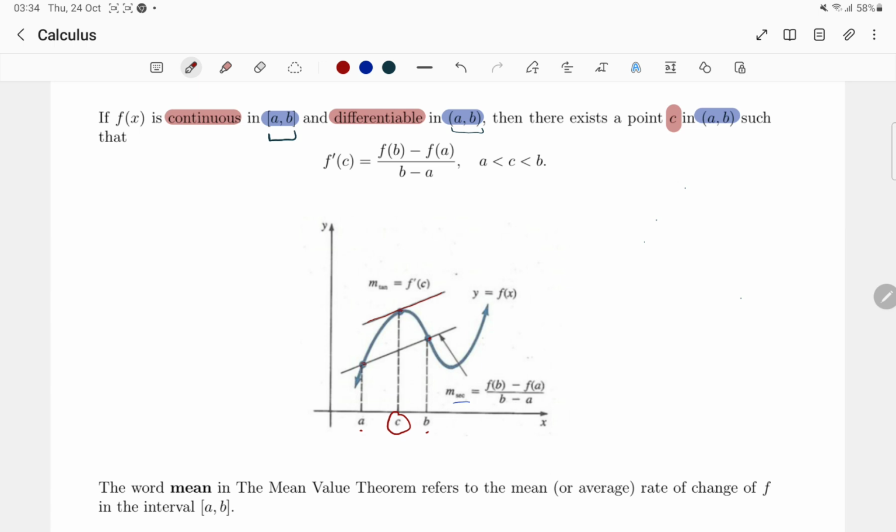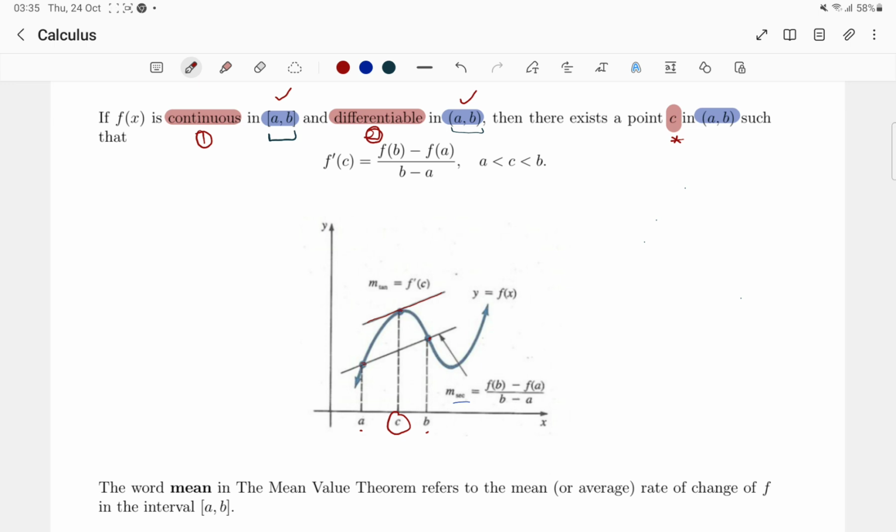So whenever you want to prove something using the mean value theorem, you should first test if the function is continuous and differentiable in the respective intervals. That is the first thing you test. If that is true, then there should exist a c in (a, b) such that f prime of c is equal to f of b minus f of a over b minus a, for a less than c less than b. That is what we usually want to prove.